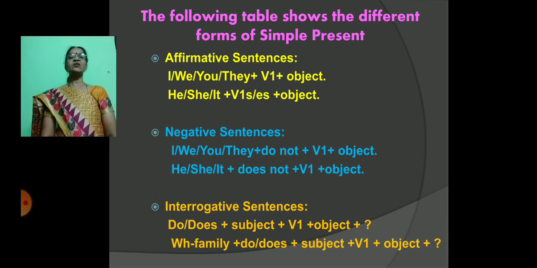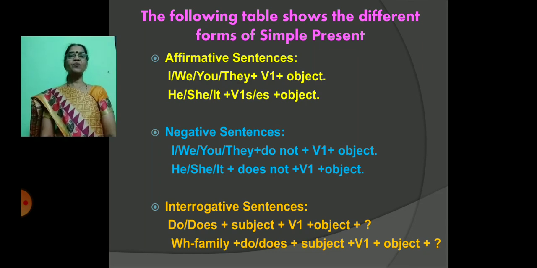So for the different types of sentences, we have got a set structure or form for simple present. For affirmative sentences, we say subject plus V1 plus object. Here I have put it as I, we, you, they plus V1 plus object, because for third person singular we use V1 plus s or es plus object. For example, you say I write a letter, he writes a letter, or she writes a letter.